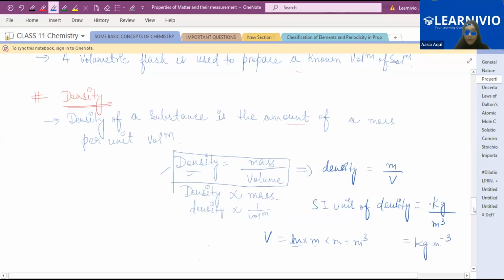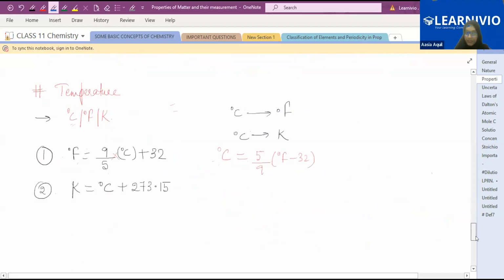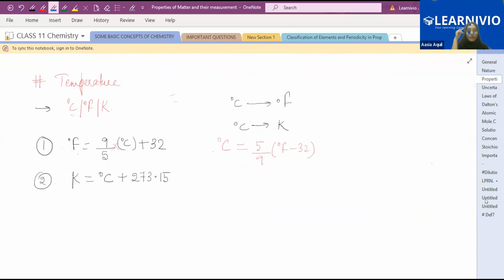Now the next topic is temperature. We have done this in the previous class, 9th or 8th, I think. There are three common scales to measure temperature. Sana, what is the SI unit of temperature? Kelvin. Yeah, it's Kelvin. Other than Kelvin, there are two other units to measure temperature: degree Celsius and degree Fahrenheit.